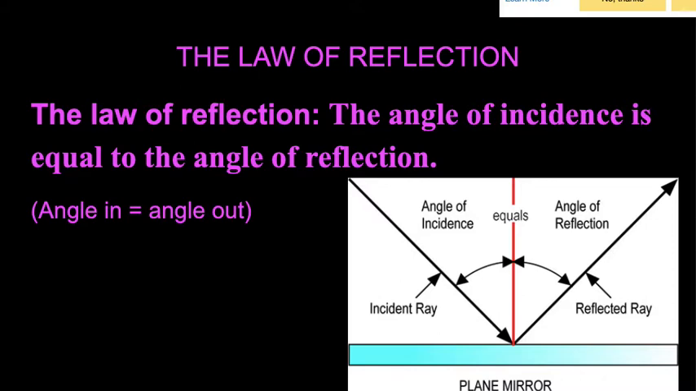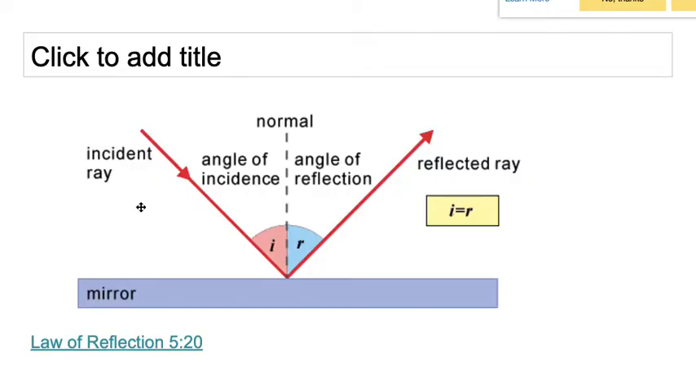Now, we look at the diagram here. Here we have our mirror. The normal is right here. That's our normal right there. That normal is not physically seen. It's 90 degrees perpendicular to the surface of the mirror here.